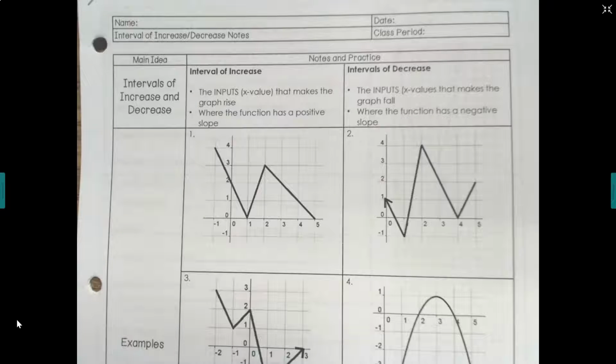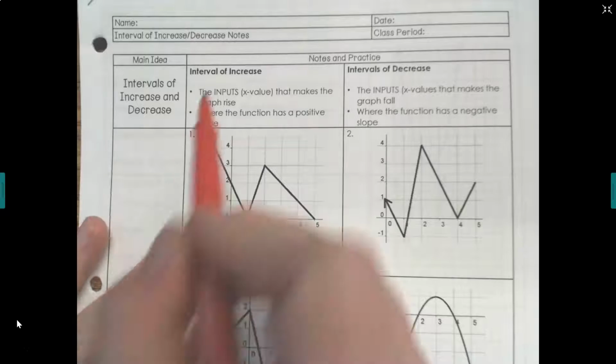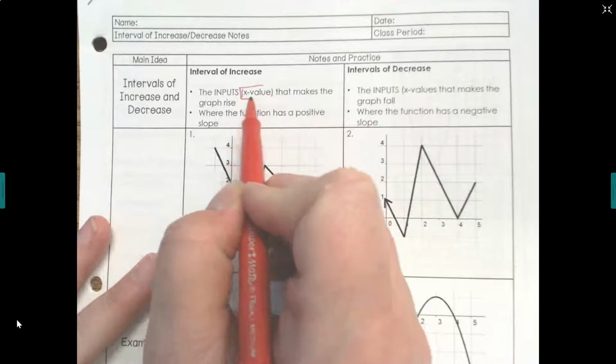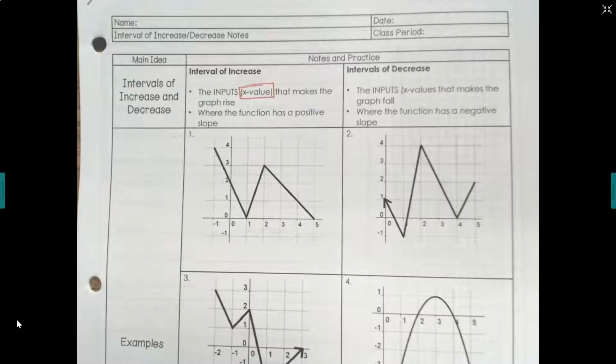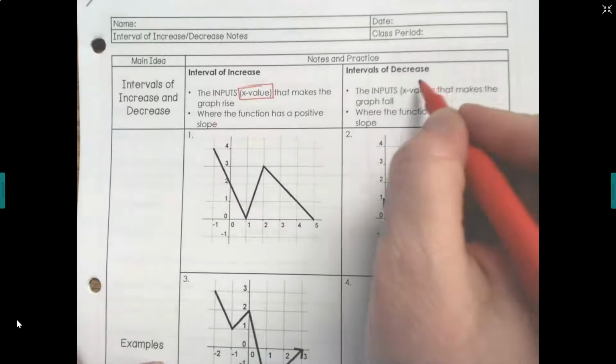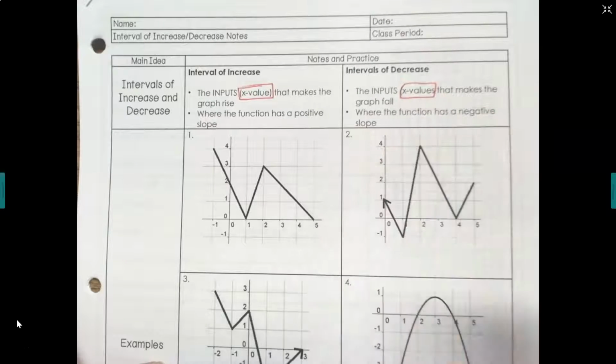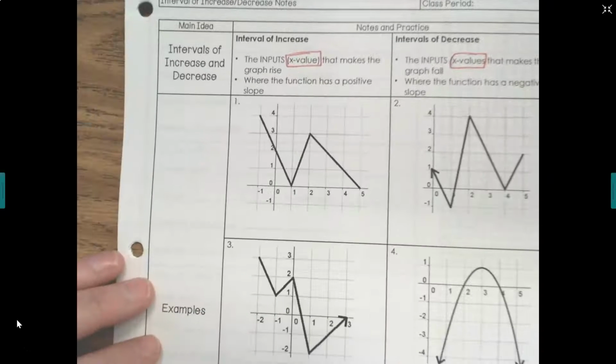All right, so what is an interval of increase and decrease? An interval of increase is all the inputs or x values where the graph is rising, meaning where the function has a positive slope. We want to know what x values are in the area of the positive slope. An interval of decrease is the inputs or x values that make the graph fall, or where the function has a negative slope. So let's take a look at number one.